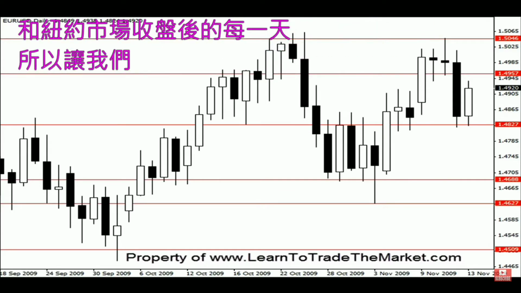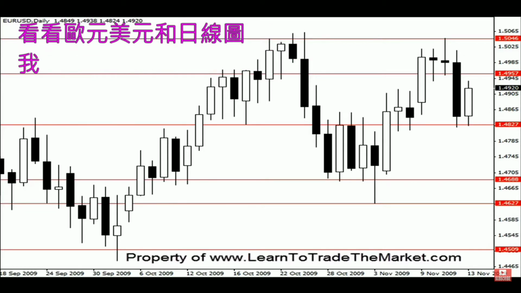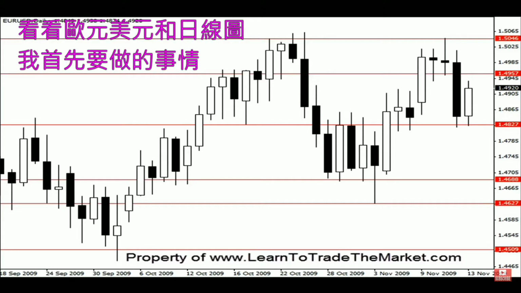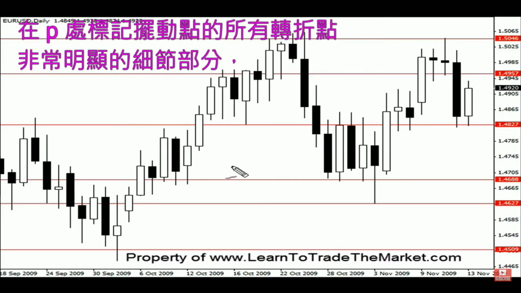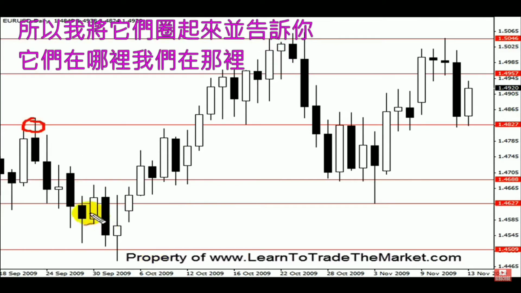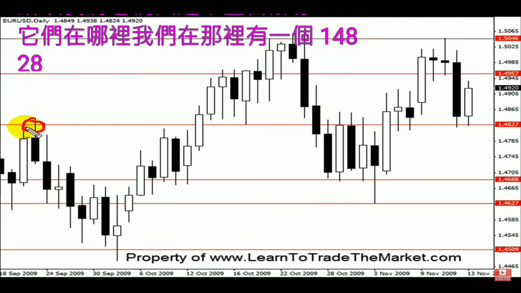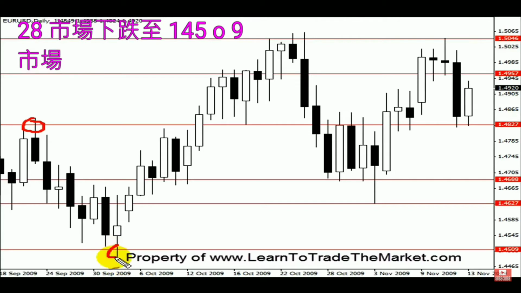So let's begin and have a look at the euro dollar on a daily chart. One of the things I do first is mark all the turning points or the swing points. They're the pointy parts that are very obvious. So I'll just circle them and show you where they are. We've got one there at 148.28. The market moves down to 145.09 or thereabouts.